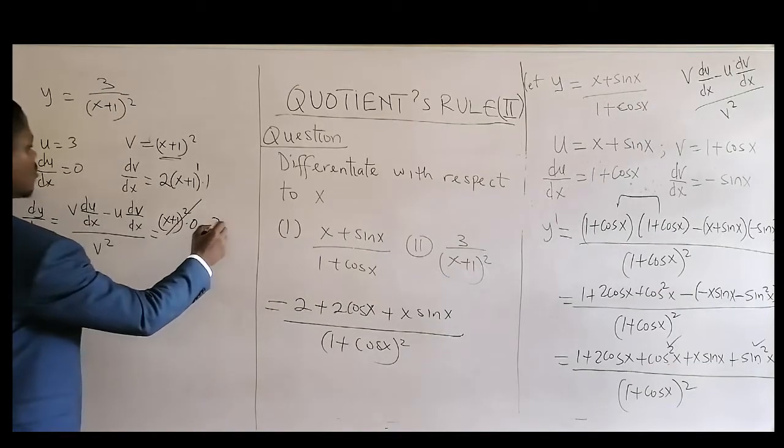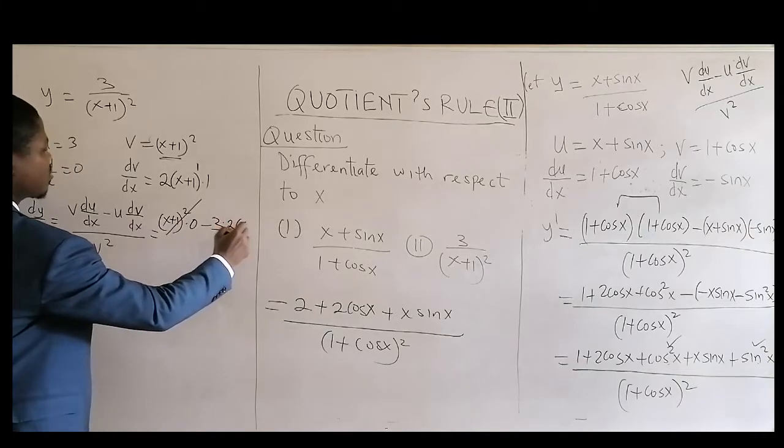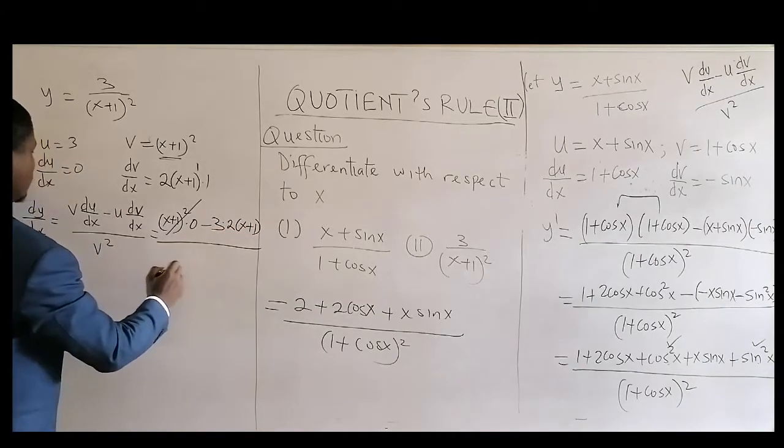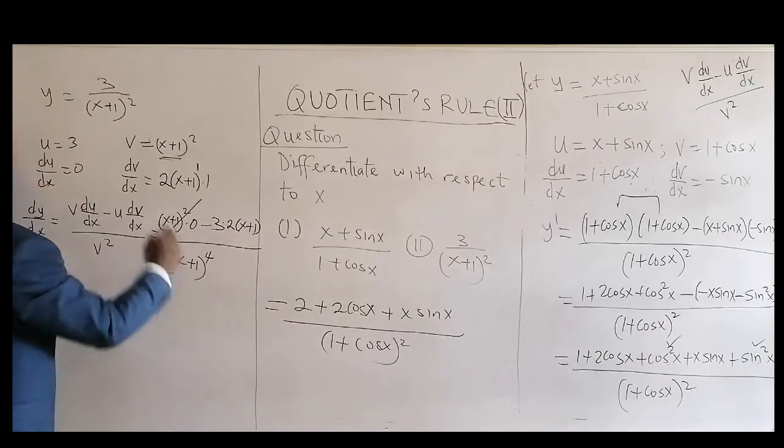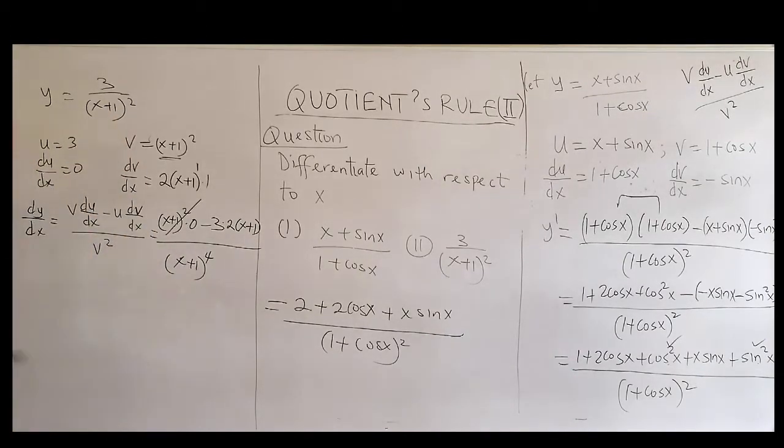The dv dx is what? 2 into bracket x plus 1, all over v squared. My v squared is what? x plus 1 power 4. If you square this one, it becomes power 4.